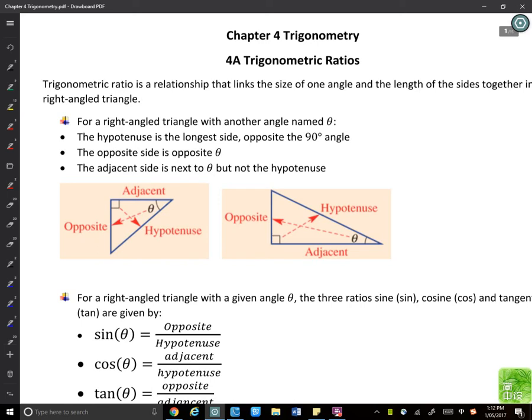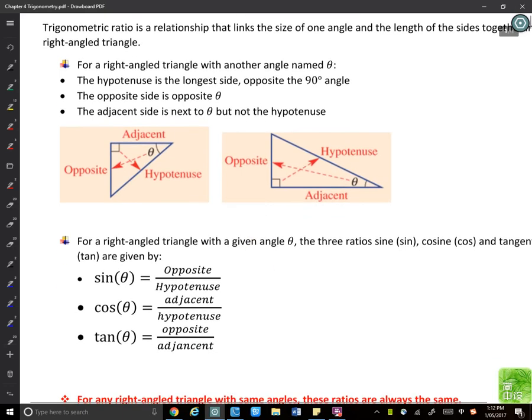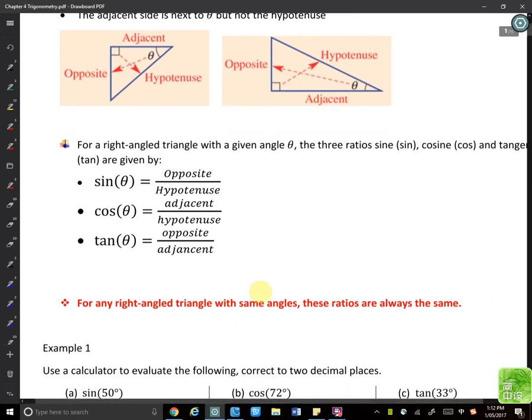This is revisions on trigonometry ratios. Okay, trigonometry ratios. There are 3 different types of trig ratios: sine, cosine, and tangent. And this can only be talked about in a right angle triangle.